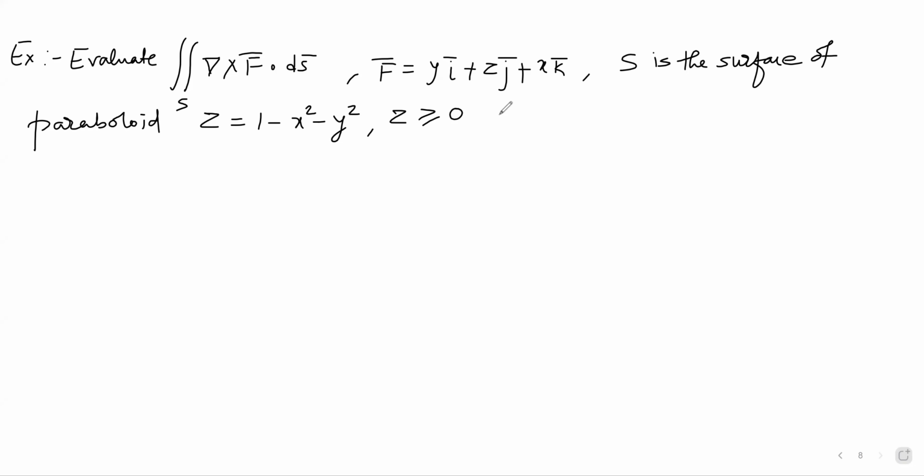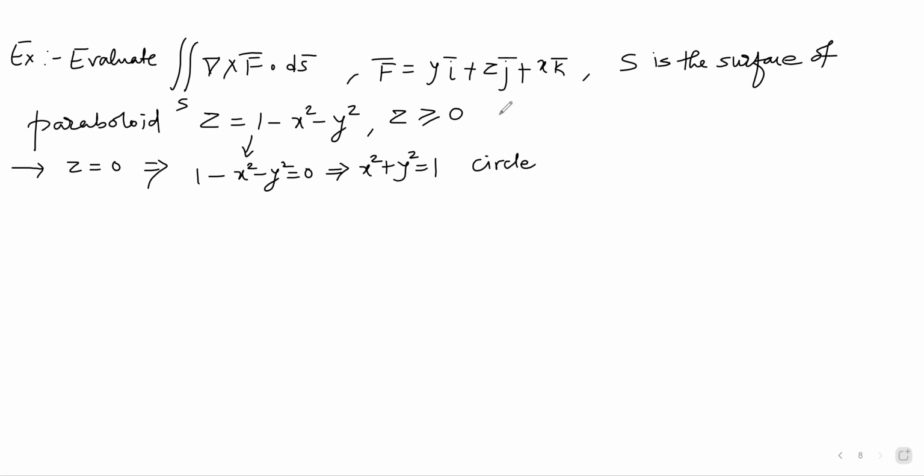So you can see that when I substitute z equal to 0 in the equation of the paraboloid, this becomes 1 minus x square minus y square equal to 0. That means we get x square plus y square is equal to 1. It's the equation of a circle, correct?